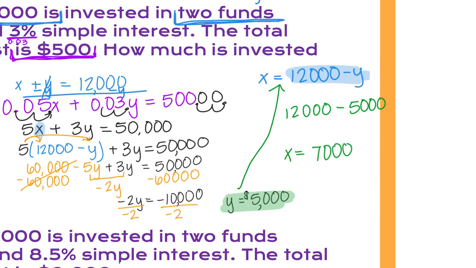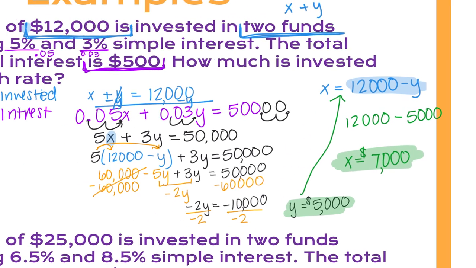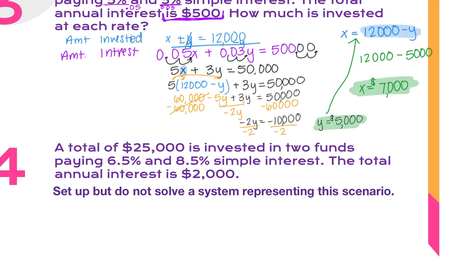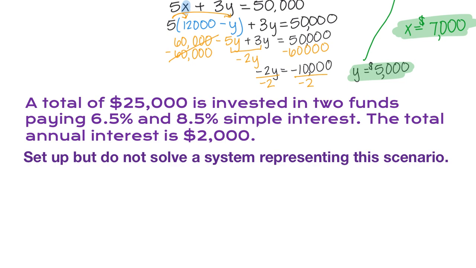$7,000. Okay, so again, just be aware what the question's asking. It's asking for how much is invested at each rate. All right, looking at part 2, it says a total of $25,000 is invested in 2 funds, paying 6.5% and 8.5% simple interest. The total annual interest is $2,000. Set up, but do not solve the system. So for this question, we're just writing it. So again, understand what the question's asking.